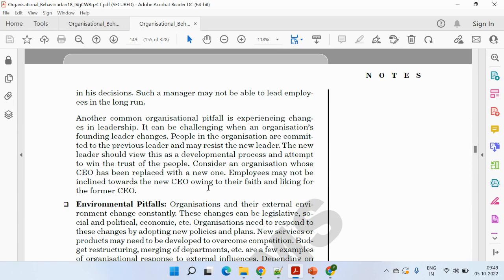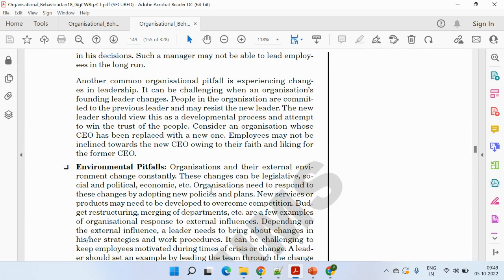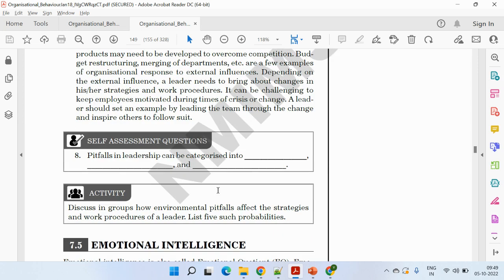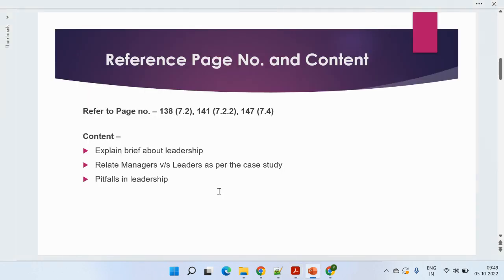Then next comes the environmental pitfall, where there is a continuous change in the environment, with new policies and new plans implemented from time to time. There's restructuring and reorganization happening in the organization, which leads to misunderstanding with certain things. That part comes under the next pitfall of leadership. So I think question number one is pretty much clear. Okay, these are all the things you need to refer to.